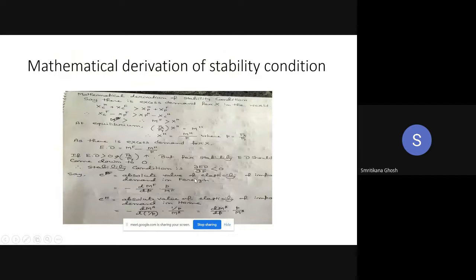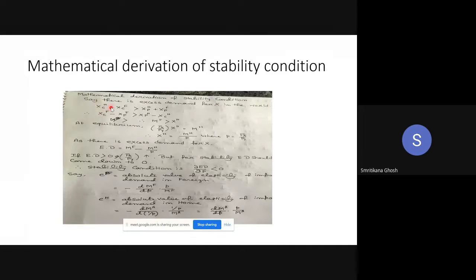Okay. I think you can see it. Try to read it. I am also reading it so that you can understand the mathematical derivation of the stability condition. What is that? Say there is excess demand for X in the world. That means in the international market, there is excess demand for commodity X. There are two commodities actually, X and M. So there is an excess demand for X, the exportable of the home country.